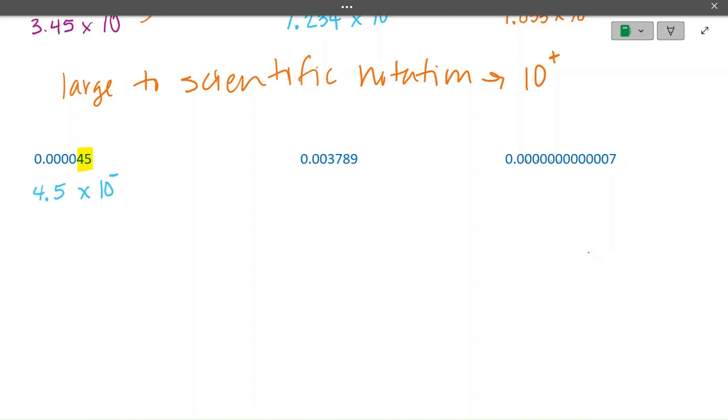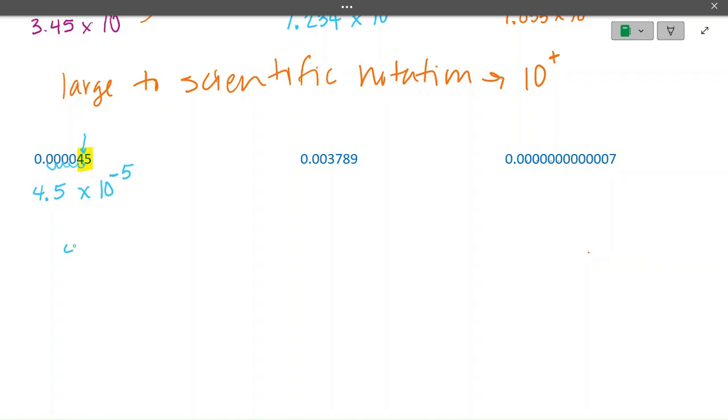So remember, when we raise 10 to the power of a negative number, that essentially means that I'm dividing by 10 to some power. I'll show you in just a second. So we put our decimal place here. So we count backwards from here. So we counted 1, 2, 3, 4, 5. So this is 4.5 times 10 to the negative 5.